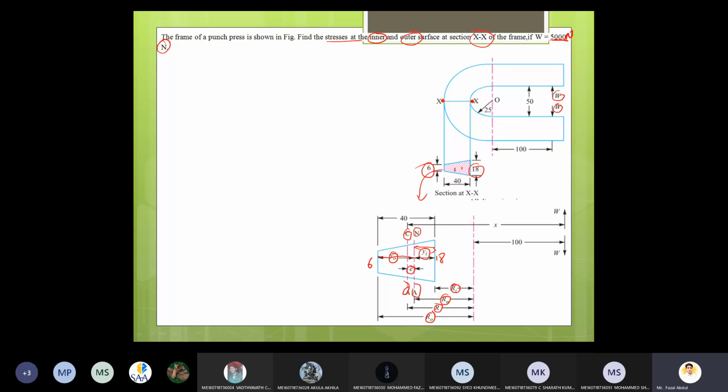And the total height of the figure is 40, as given in the question. Beyond this central line there is a distance from the application of the load, that is 100, right? And from the application of the load to the center of the figure, the distance is referred to as x. We don't know how much that is. So before solving this problem, whatever figure is given in the question paper, you need to convert into this space diagram in this manner.